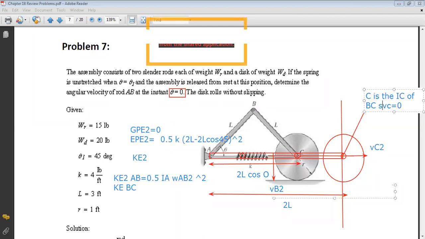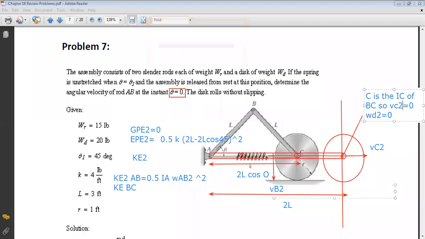And because VC is equal to 0, this means also that omega of the disk at state 2 is equal to 0, because we have rolling without slipping. If VC is 0, and we know that VC is omega times the radius of the disk, then omega will also be 0. So the kinetic energy of the disk is known now, it's 0. And now, what about BC? How to find omega of BC now?